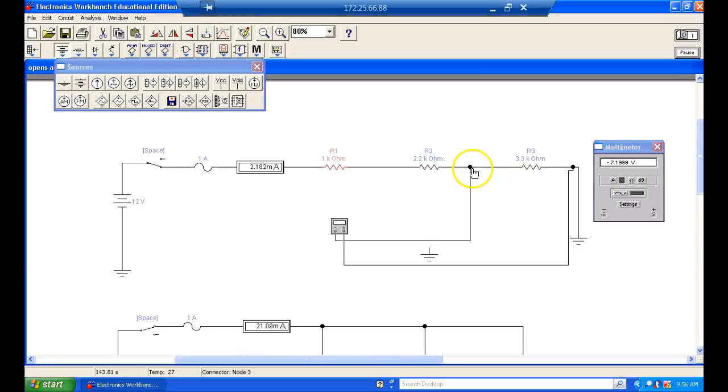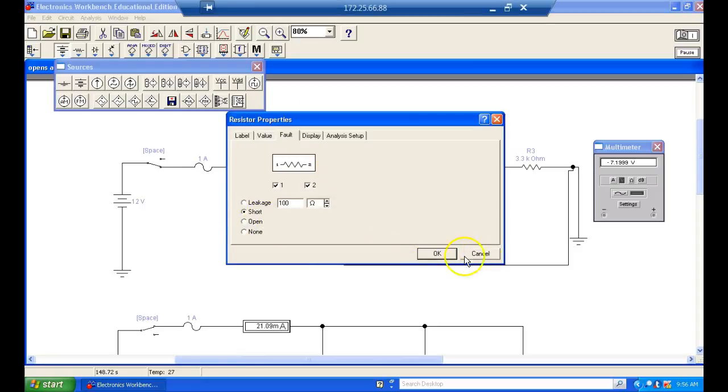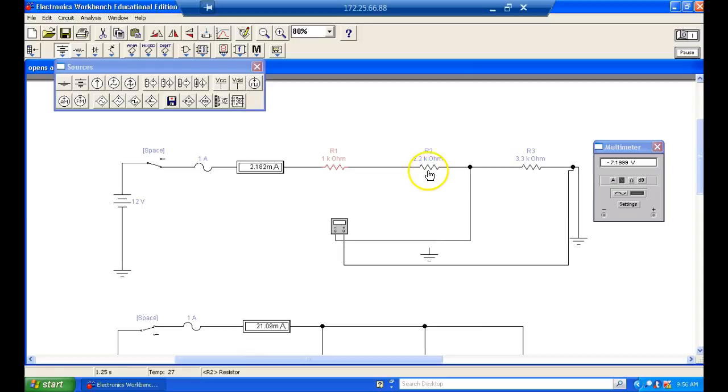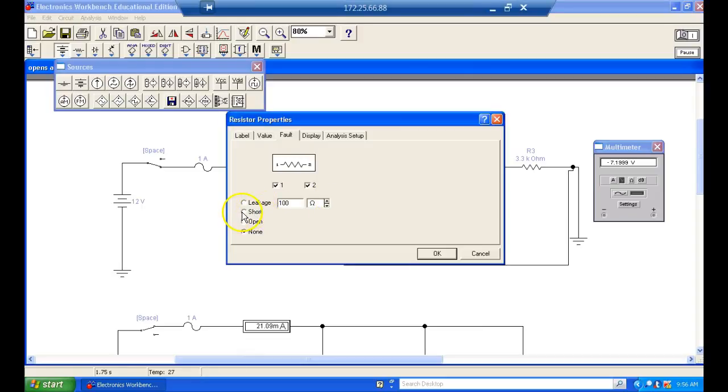So that's a short. Now let's do a short. So how to do a short? There's only one way we can do a short. What I'm going to do is make all these guys a short circuit. So that means they all have 0 ohms.